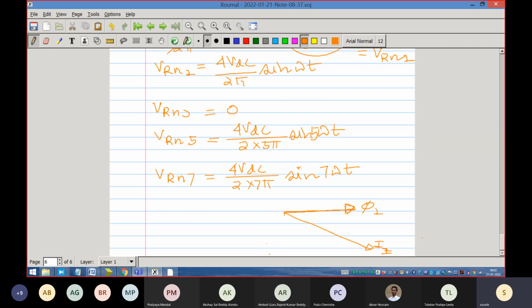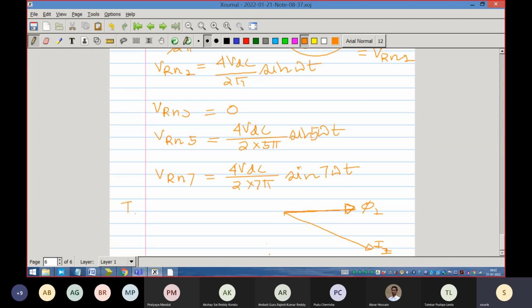Torque also is produced between fundamental voltage and third harmonic current. And torque is also produced between, let us say the third harmonic current is not there, fundamental voltage and fifth harmonic current. Torque is also produced between fundamental current and fifth harmonic voltage or fifth harmonic flux. Okay, so there is a combination of things that are producing torque.